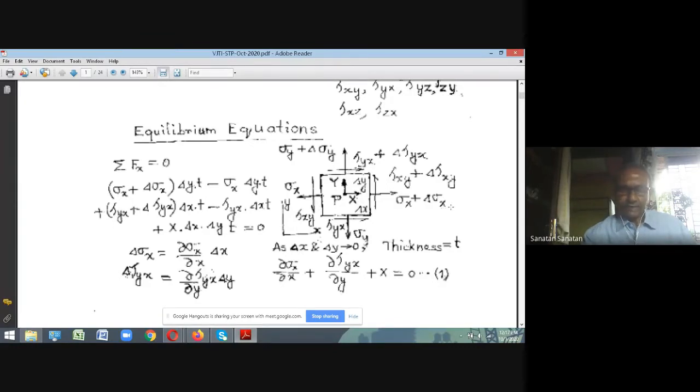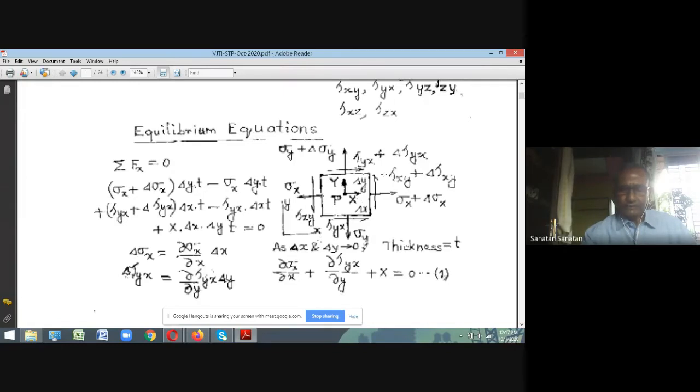capital X per unit volume in the x direction. So therefore, total force is X multiplied by the volume of the element, delta x multiplied by delta y into t, equal to 0. So this is the equilibrium equation of all the forces that can be acting on this element.